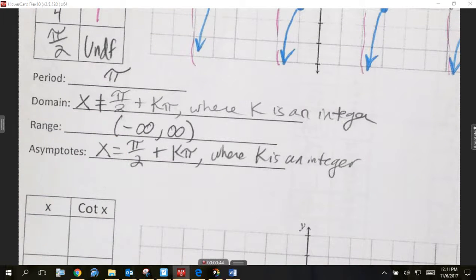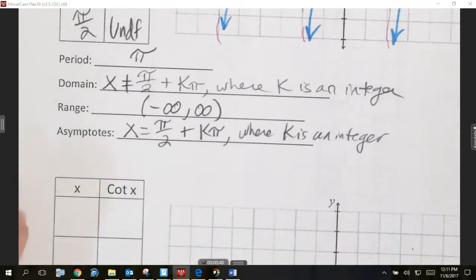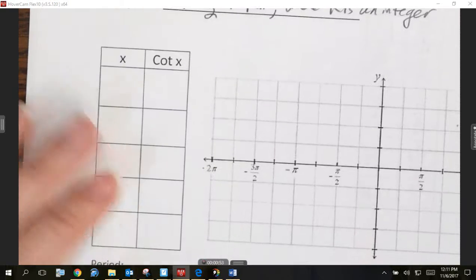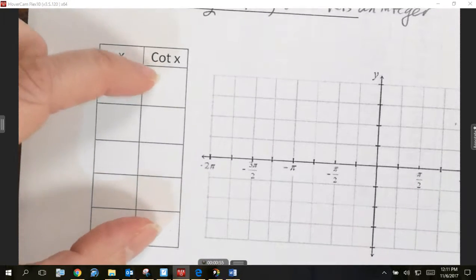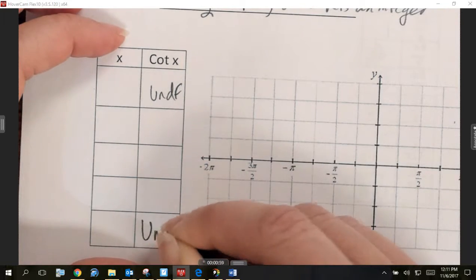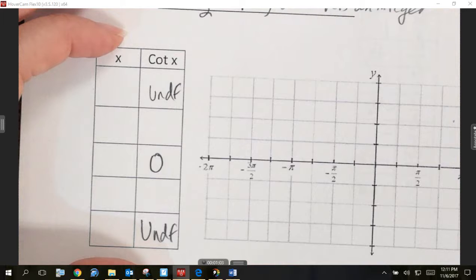Alright, so that was tangent. Now we're going to do cotangent, and the key points are different than tangent. I'm going to start by telling you that we are for sure using x values that give us undefined y's at the start and the finish, just like tangent. And the middle one will be 0, just like tangent.